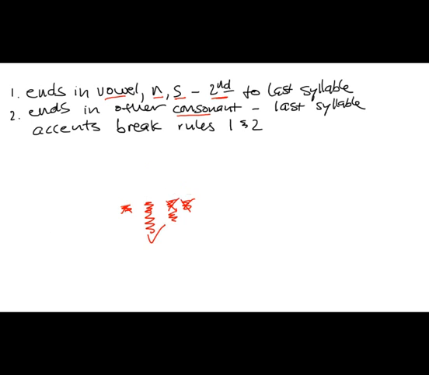Okay, let's try a few more. How about this one? Joven. Joven means a young person, a youth. Stress, is it joven or is it joven? It's joven, not joven. Does this fit our rules? Ends in vowel, N or S. Stress should be on the second to last syllable. That's fine. So it does not need a written accent. Fits the rules.